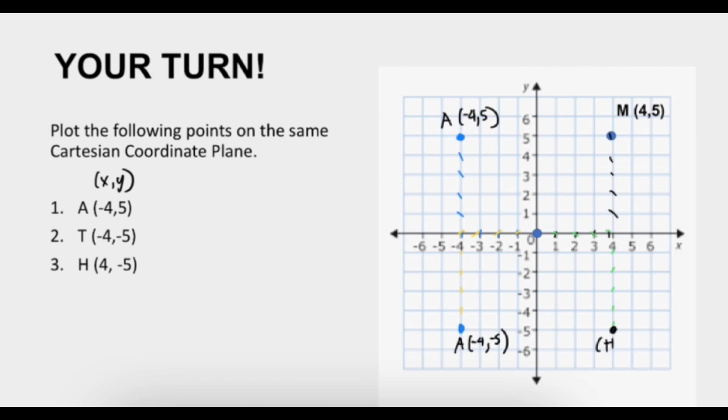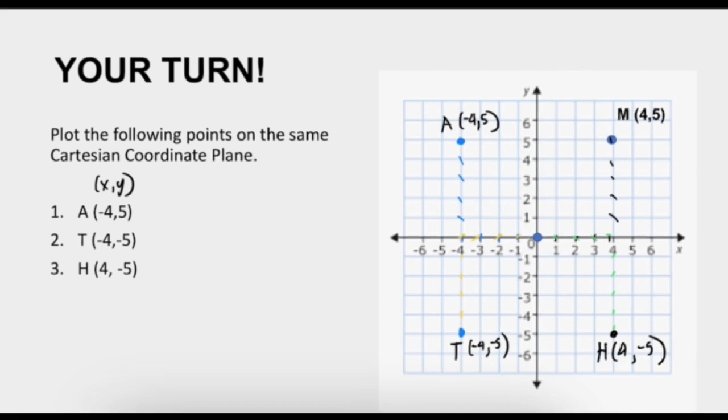Sorry, my handwriting is wrong right now. I don't know why. Let me just correct it. This is H at 4, negative 5. And also correction, this is not A. This is supposed to be T. Okay, so that's how it works.